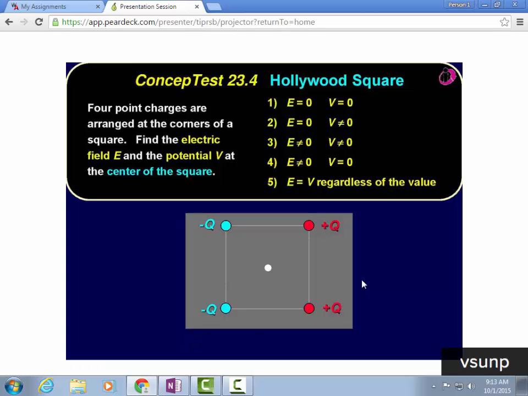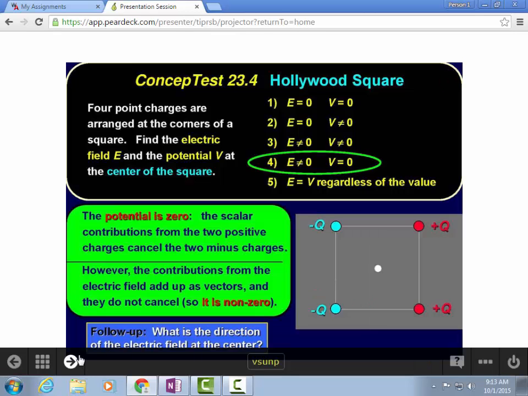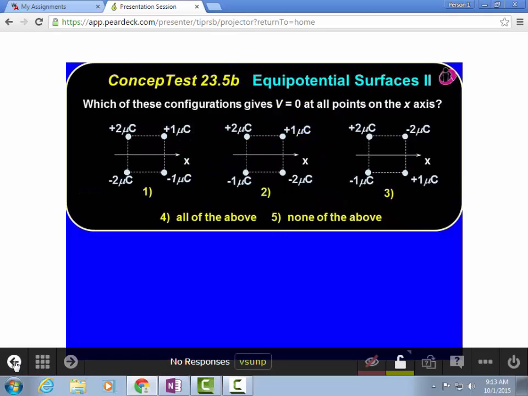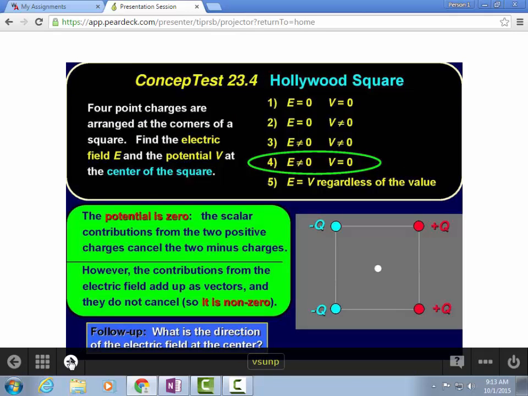Why? The electric field from these two charges is in what direction? That way. Electric field from these two charges is that way. But the potential is definitely 0. And the only reason is because the potential is not that clear. It's a number. Correct. But now there are consequences to this.